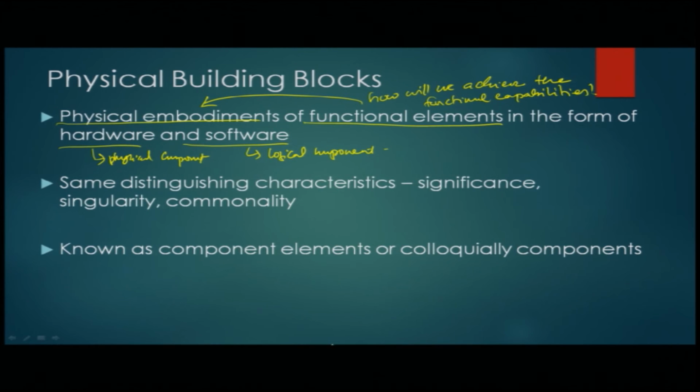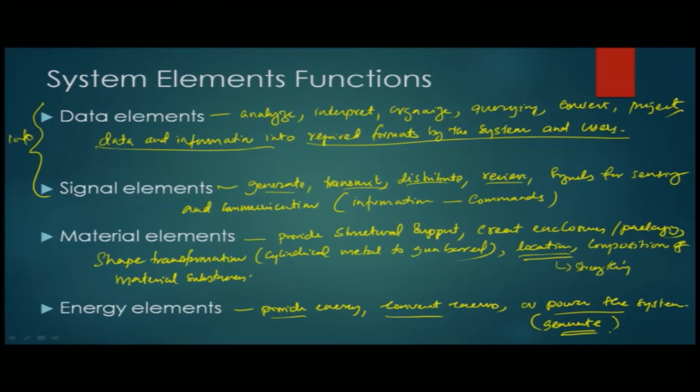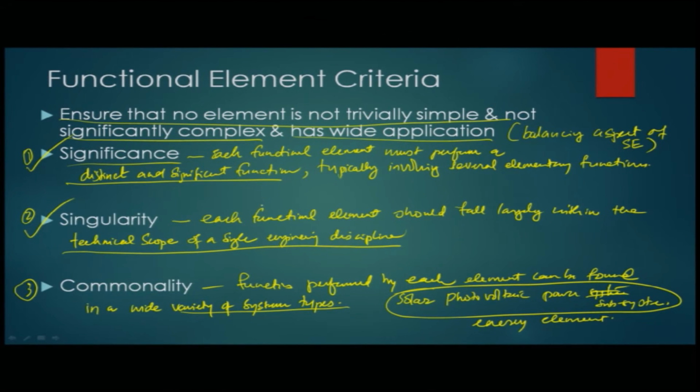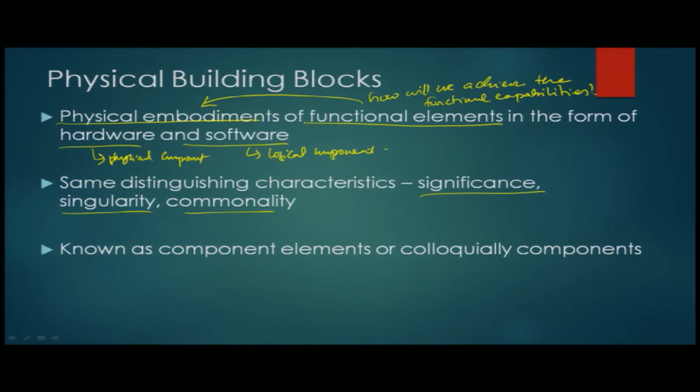There could be other components as part of software as well. There are many distinguishing characteristics, some of the same ones, the significance, singularity and commonality that we discussed earlier in the previous slides. They are part of the functional elements criteria, and they are also applicable to the physical building blocks. They're typically called component elements. That's where sometimes people use the word components, and this gets confused with the components that we saw in the system hierarchy.